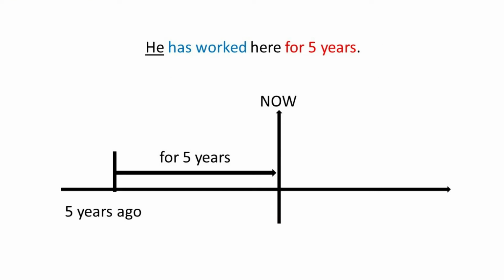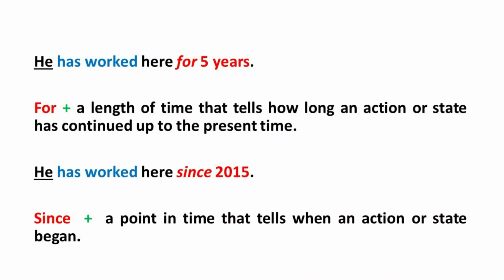Now, read a sentence and look at the timeline here. It says, he has worked here for 5 years. When did he start to work? Right, 5 years ago. Does he still work there? Yes, good. Does the action express continuing time up to now? Yes, great, because he still works there. Sentences expressing continuing time up to now often use for and since. For example, he has worked here for 5 years.